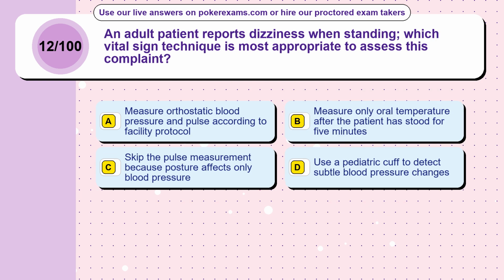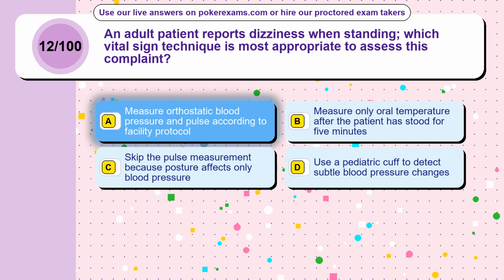Question 12. An adult patient reports dizziness when standing. Which vital sign technique is most appropriate to assess this complaint? Option A. Measure orthostatic blood pressure and pulse according to facility protocol. Option B. Measure only oral temperature after the patient has stood for 5 minutes. Option C. Skip the pulse measurement because posture affects only blood pressure. Option D. Use a pediatric cuff to detect subtle blood pressure changes. The correct answer is option A.